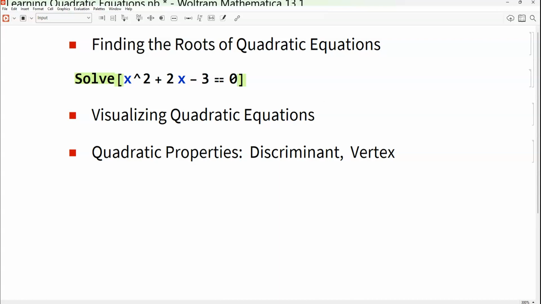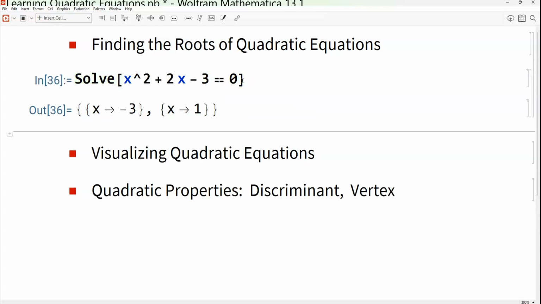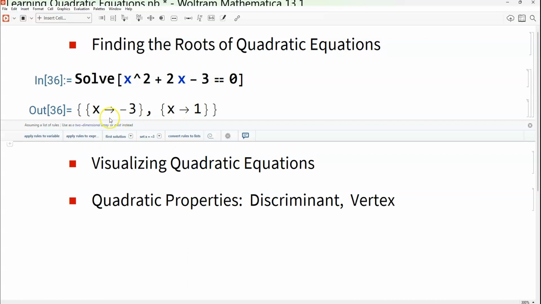And then we have a quadratic equation. And notice that we had to press equal twice. And now we're ready to solve this. In a flash, Mathematica found the roots of this equation. It solved them for x. x could take the value -3, or x could take the value of 1. And when it does, the whole thing is equal to 0.